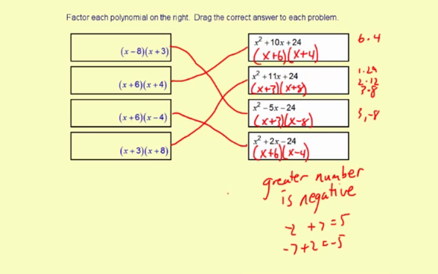So there are some examples of factoring polynomials, and you want to pay attention to not only the numbers, the 5 and the 24, but also pay attention to whether the numbers are positive or negative, because that'll change your answer.